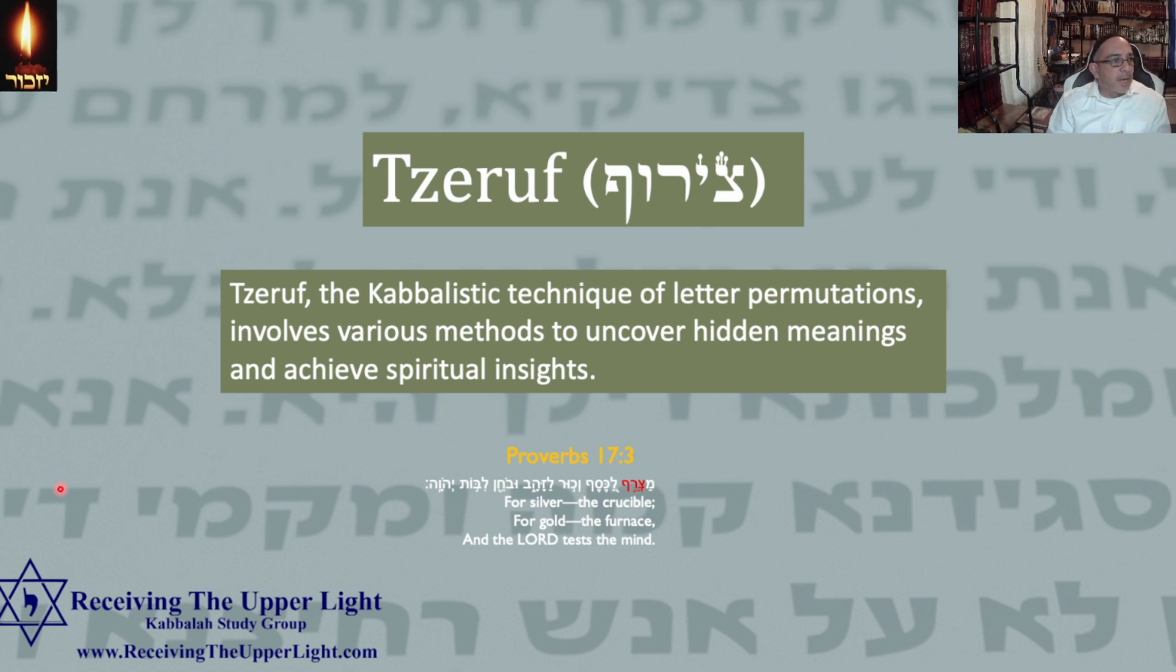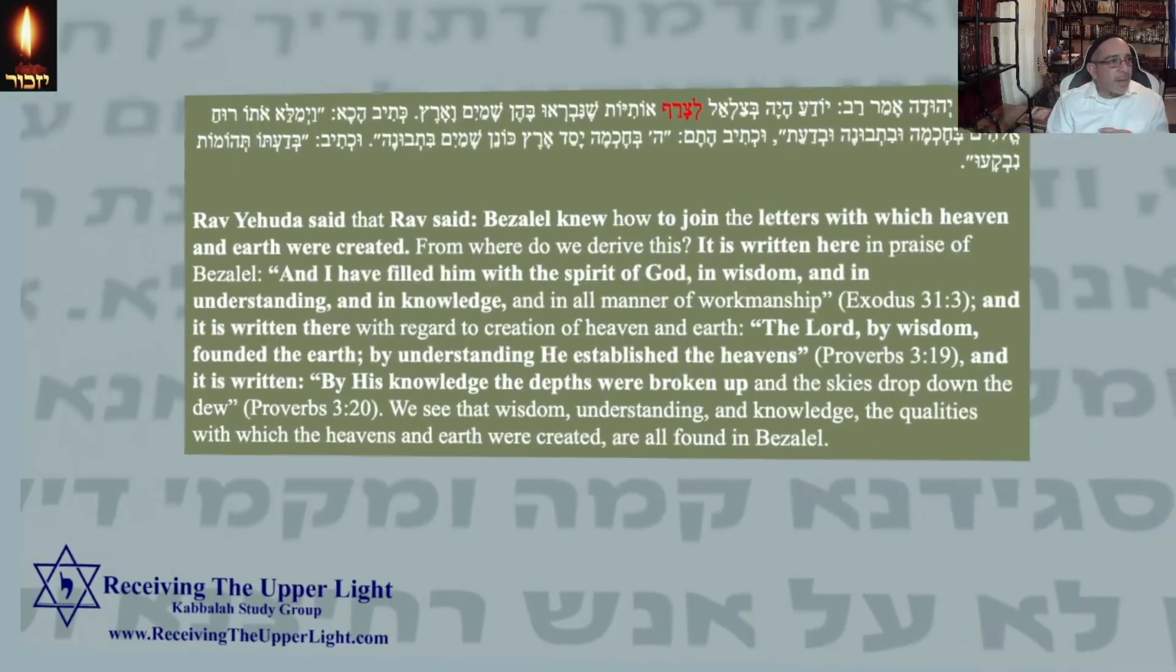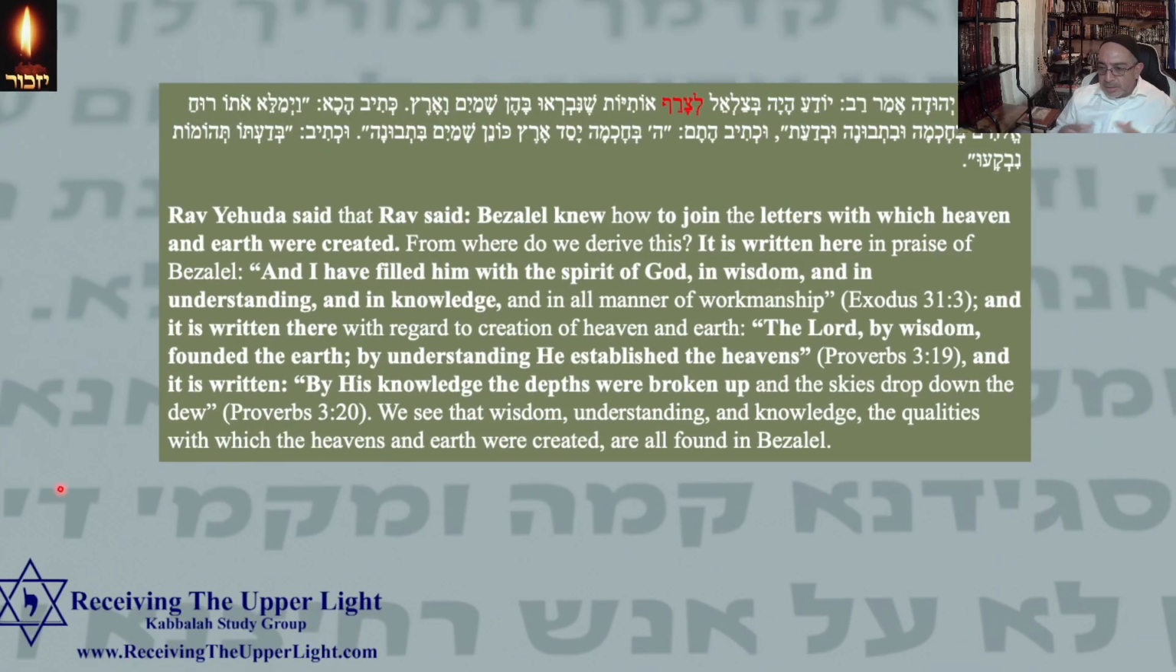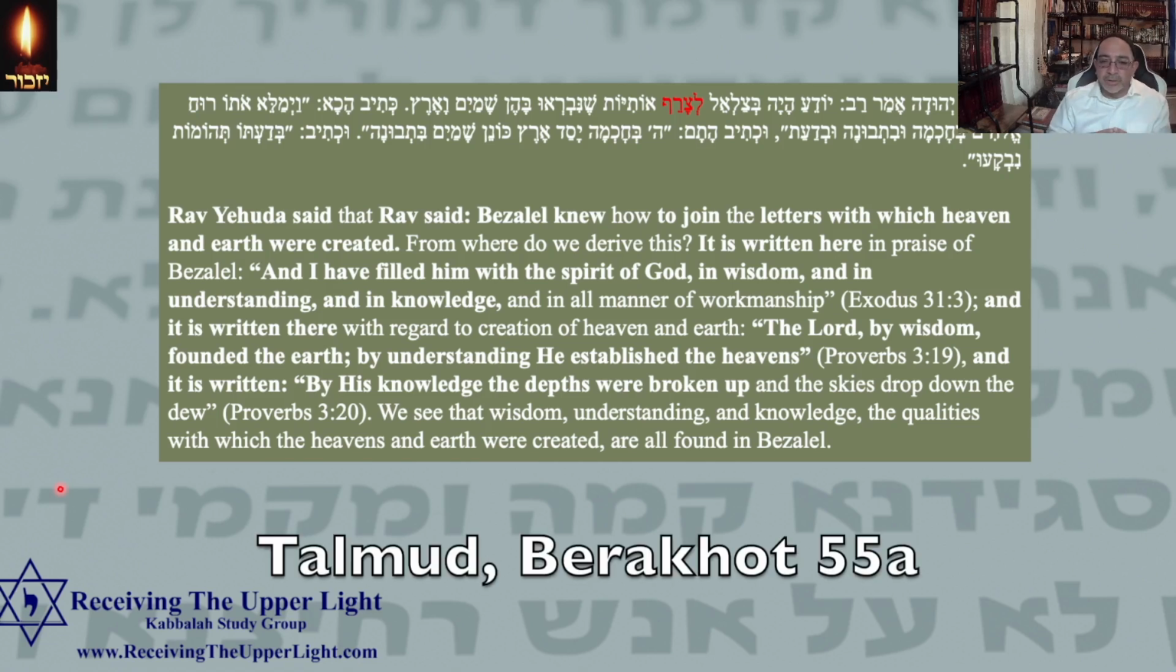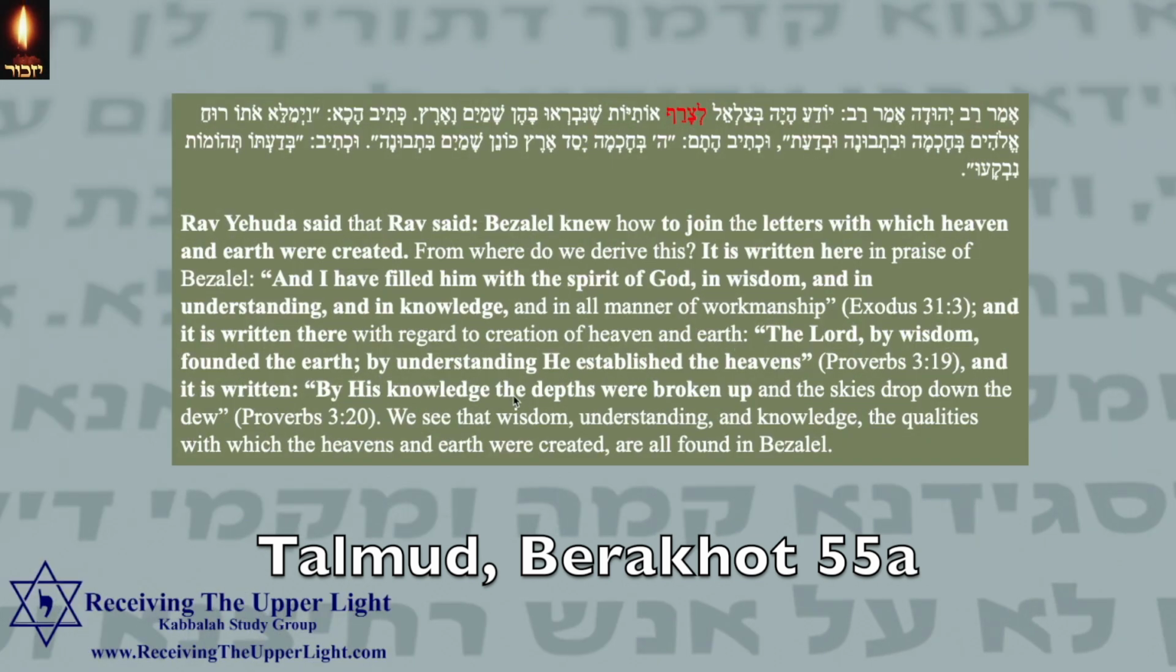So Tzeruf is a Kabbalistic technique of letter permutation, which involves various methods to uncover hidden meanings and achieve spiritual insights, as we mentioned before, right? So how do we know that this is an ancient technique? Like I mentioned before, in Proverbs 17, verse 3, this Tzeruf is mentioned. And it's also mentioned in the Talmud, where we are going to see that the Talmud talks about this Tzeruf as well.